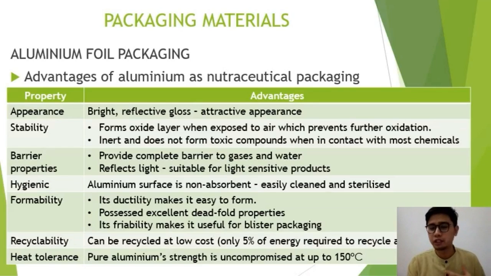As I mentioned in the previous slide, aluminum's general characteristic is ductile and malleable, so its ductility makes it easy to be formed into any shapes. It also possesses excellent deadfold properties, meaning that it can provide a complete closure if it is folded, and it allows complete closure after the packaging is opened. Its friability also can be exploited to be used as a blister packaging.